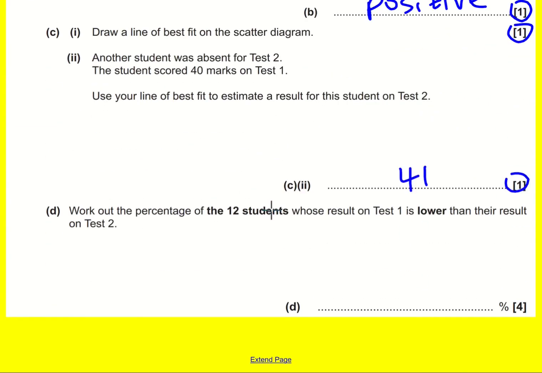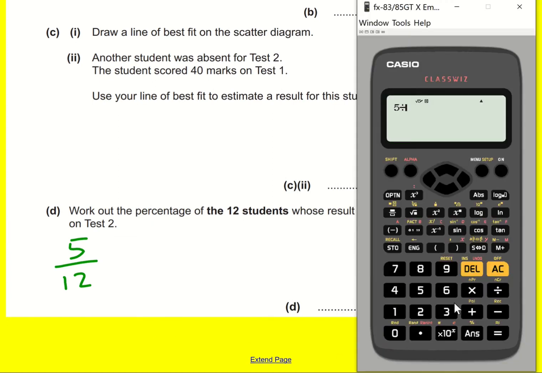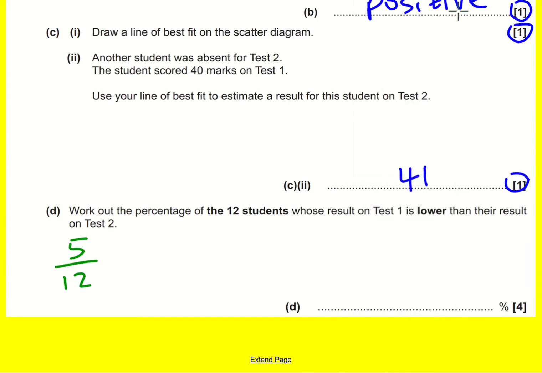5/12. 5/12 is the fraction. I need to change this to a percentage so I can times it by 100. And I get 41.6 recurring percent, or roughly 42%.